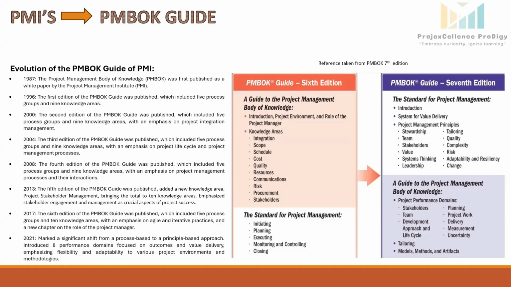In 2004, the third edition of the PMBOK guide was published, which included 5 process groups and 9 knowledge areas with an emphasis on project lifecycle and project management processes. In 2008, the fourth edition of the PMBOK guide was published, which included 5 process groups and 9 knowledge areas with an emphasis on project management processes and their interactions.